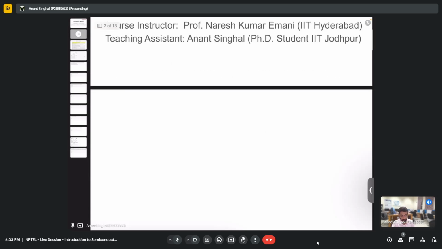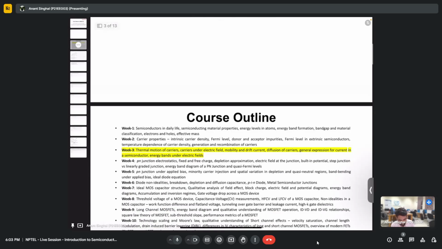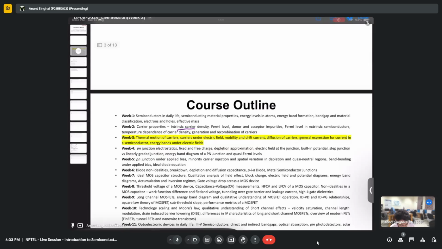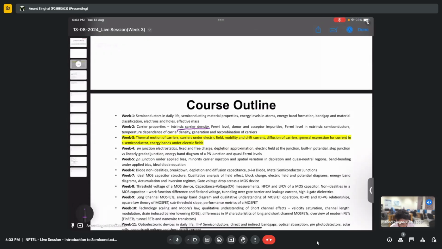So in the previous week we have already covered, this is the course outline, some of the basic topics such as the carrier density, the Fermi levels, how they are made, what are donor and acceptor impurities. Then we have also determined where the Fermi levels are present in the extrinsic semiconductor, that is near to the conduction band or near to the valence band.